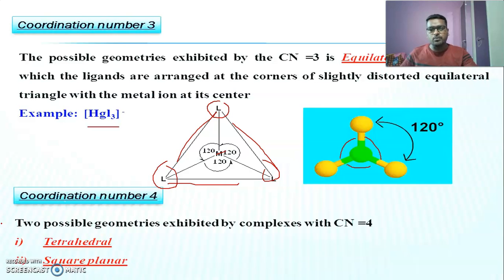Next, coordination number 4. For complexes having coordination number 4, two types of geometries are possible.